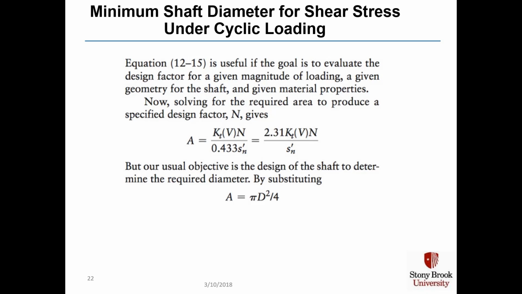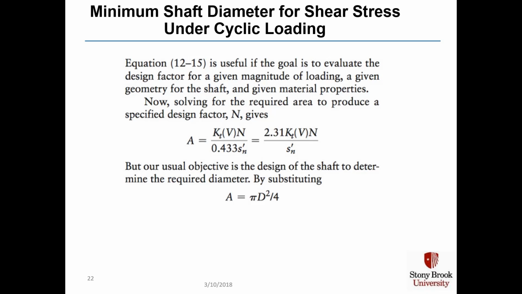But we can solve for the required area to produce a given design factor if we just rearrange the terms in equation 12-15. And the reason we want to solve for the area is because ultimately we want to solve for the diameter of the shaft. So the area then becomes 2.31 times the stress concentration factor times the vertical shear times the number of safety factor divided by S prime n.